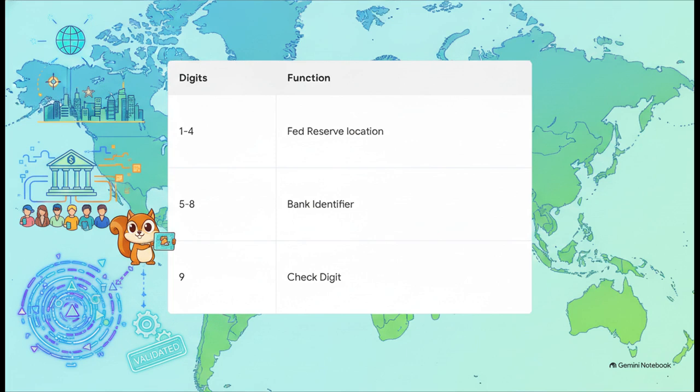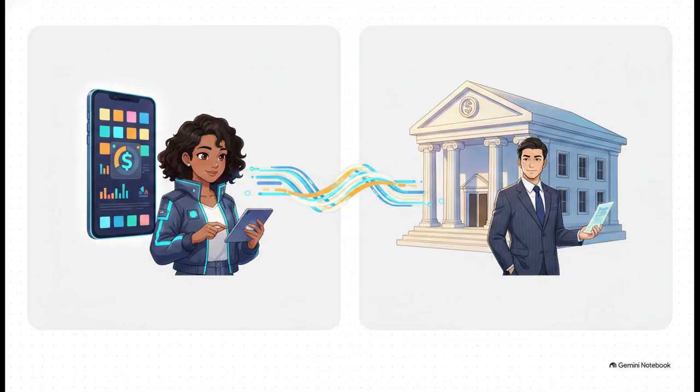And this 9-digit number isn't just random gibberish, it's actually built like a puzzle. The first 4 digits act as a Federal Reserve symbol, pointing to the physical geographic processing center. Then, digits 5 through 8 pinpoint the exact commercial bank receiving the transaction, and that 9th digit at the very end, it's literally a mathematical check digit. It uses a complex algorithm to validate the first 8 digits and catch any processing errors before they even happen. Pretty clever, right?